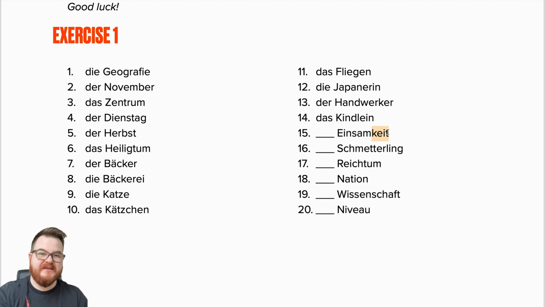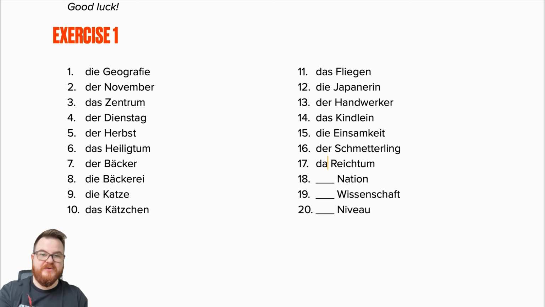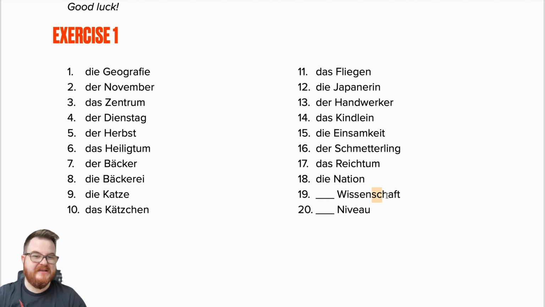Einsamkeit, something that ends in keit, is going to be feminine, die Einsamkeit. Something that ends in ling is going to be masculine, der Schmetterling. Something that ends in tum is going to be neuter, das Reichtum. Something that ends in ion is going to be feminine, die Nation. Something that ends with schaft is going to be feminine as well, die Wissenschaft. And this is a foreign loan word from French. In this case, it's going to be das.